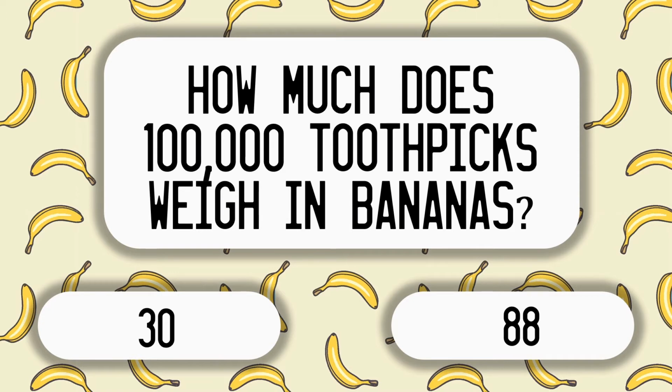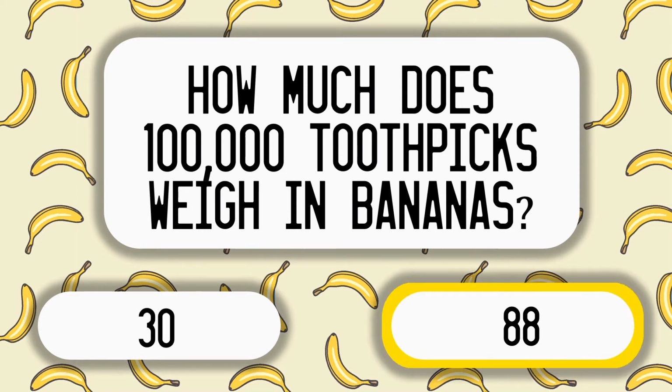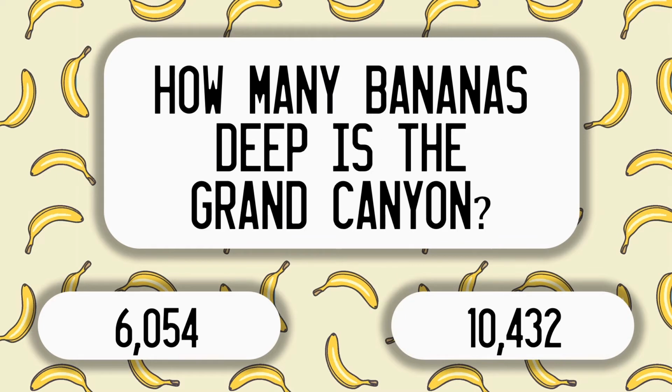So, bigger number, smaller number, what do you think, kids? Let's show them. 88 bananas for 100,000 toothpicks. Moving along. How many bananas deep is the Grand Canyon? 6,000 or 10,000?